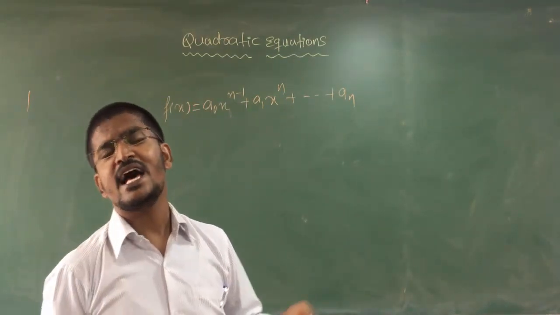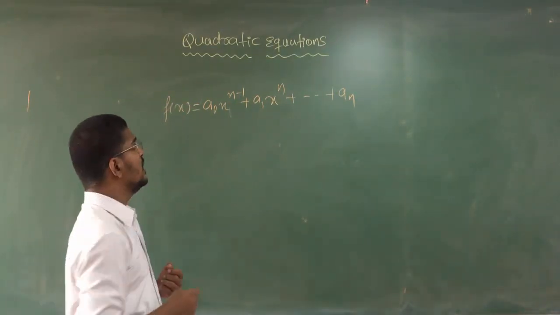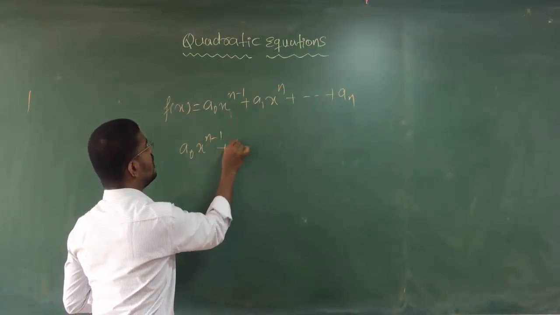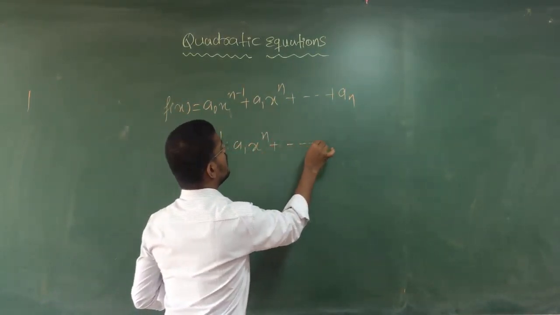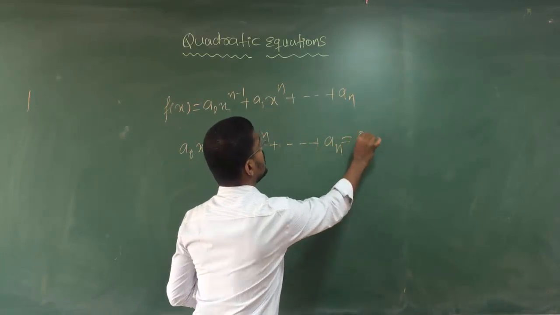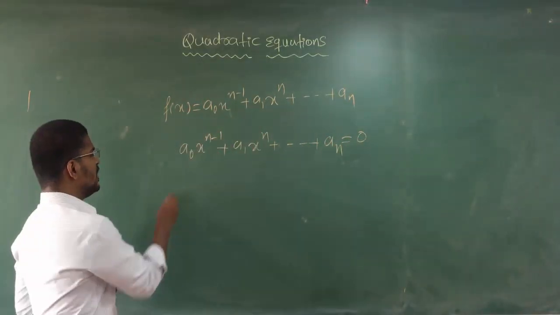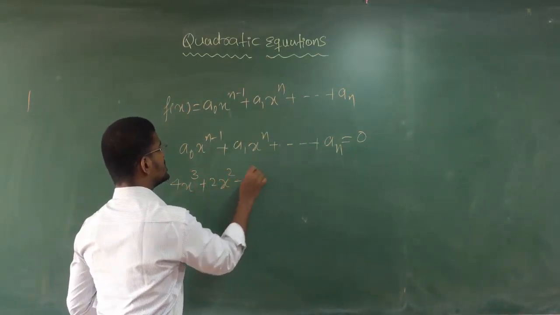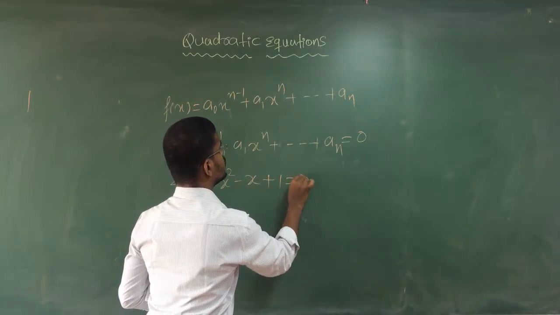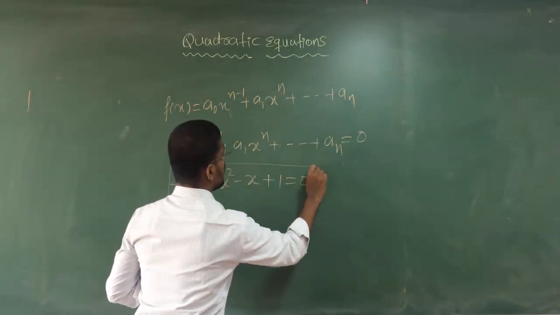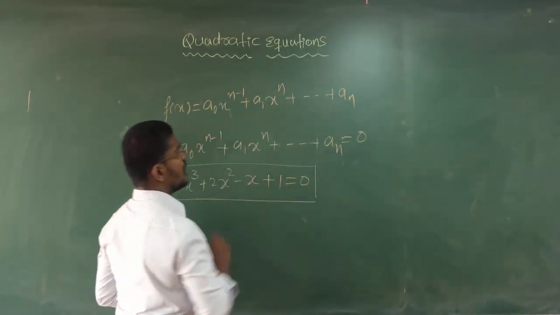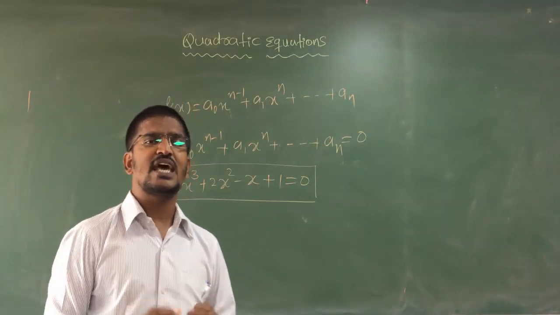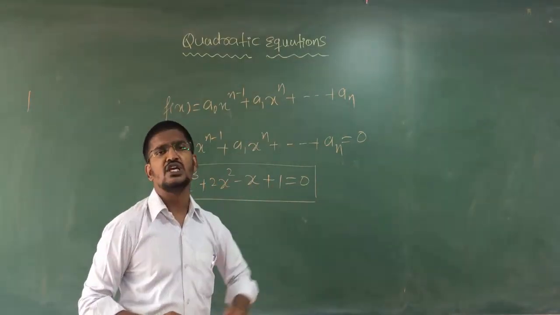If the polynomial has to be an equation, then it should be in the form of a naught x to the power of n plus a1 x to the power of n minus 1 and so on to an equal to 0. For example, 4x to the power of 3 plus 2x square minus x plus 1 equal to 0. Now this is one of the equations. Have you got my point? For a polynomial to be an equation, it has to be equal to 0.